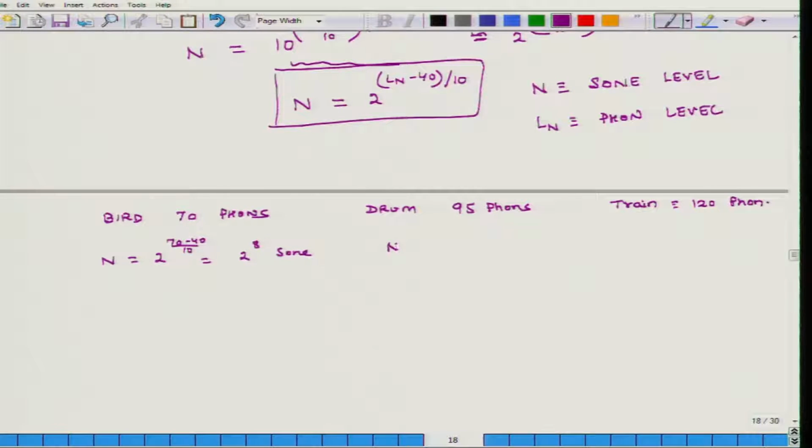For the drum, n equals 2 to the power of 95 minus 40 divided by 10. So that is equal to 2 to the power of 5.5 SONs. So you can calculate these numbers, and in case of train, n is equal to 2 to the power of 120 minus 40 divided by 10, so is 2 to the power of 8 SONs.